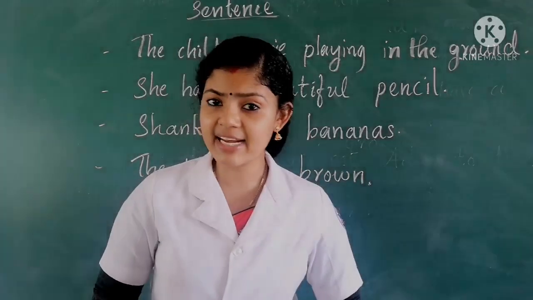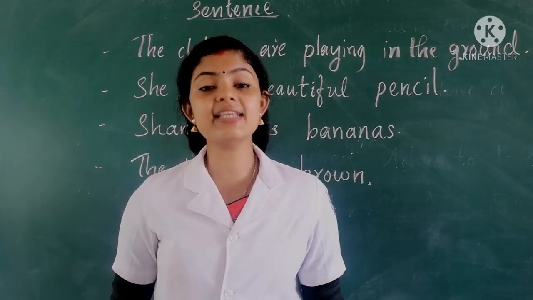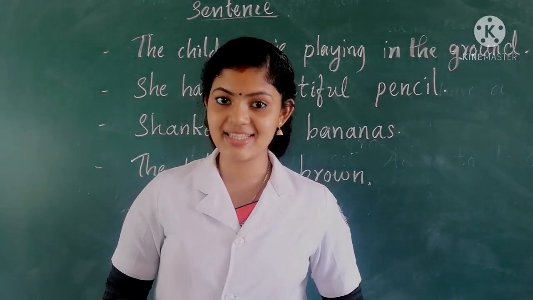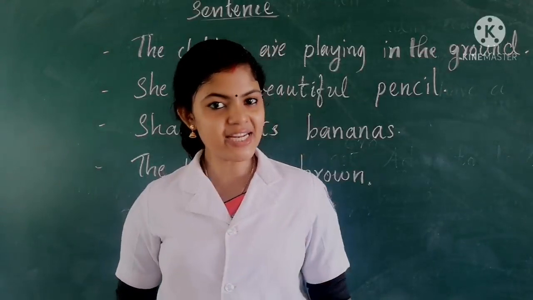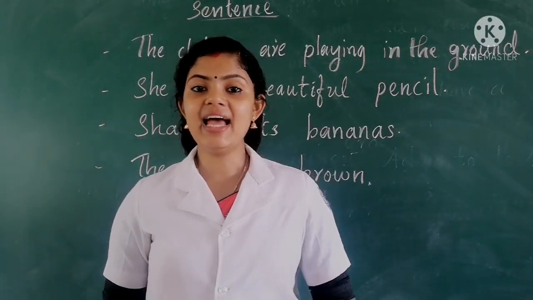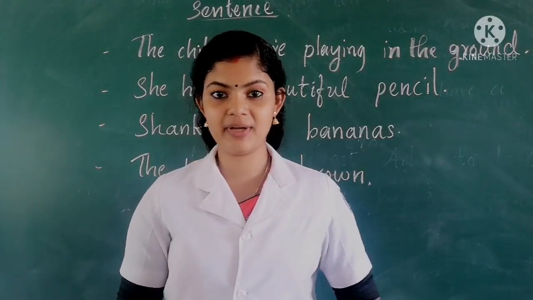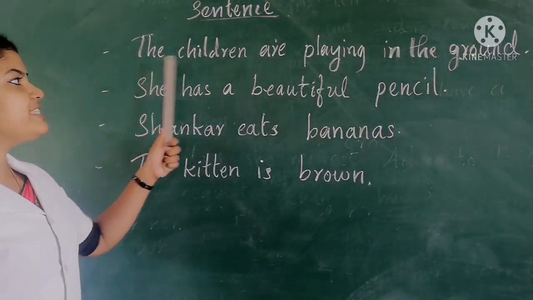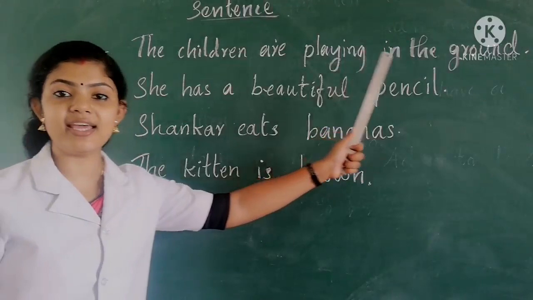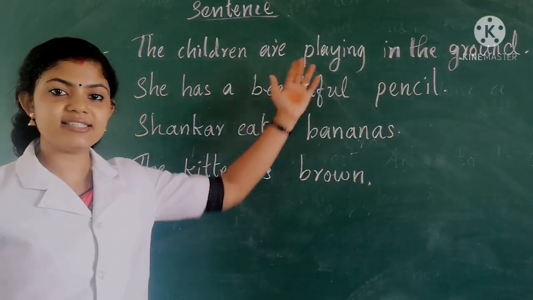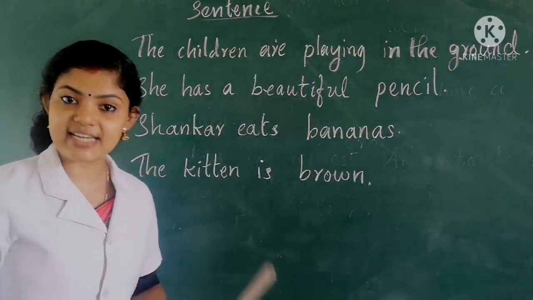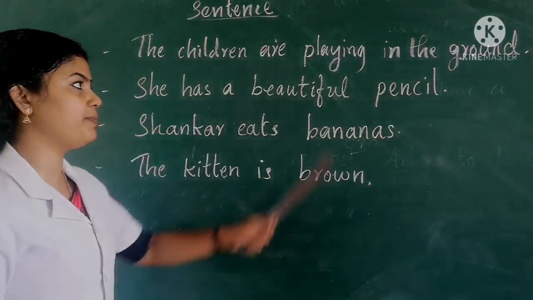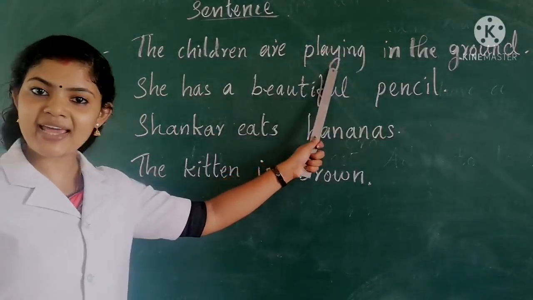Children, what is a sentence? Sentence is a group of words with verb. It begins with a capital letter and ends with a full stop. On the board you can see some sentences. The children are playing in the ground. This is a sentence. In the sentence you can see the verb, action word, playing.